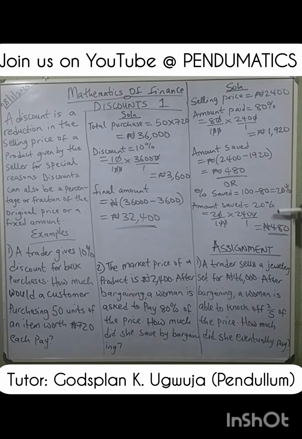Or you follow this second method. So if she saved 2 over 5, if you multiply by 100, you get the percentage she saved. And if you're able to get the percentage she saved, you can minus that percentage from 100 to know the percentage she paid. And when you get the percentage she paid, you just take it as a percentage of this, like this, and then you get the amount.